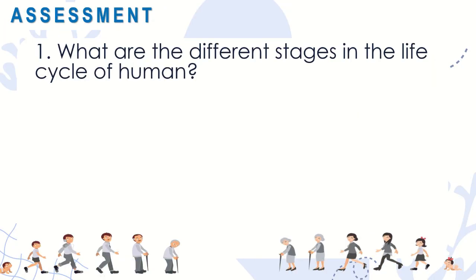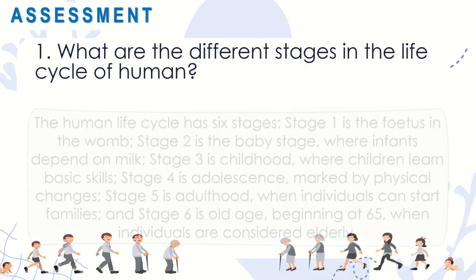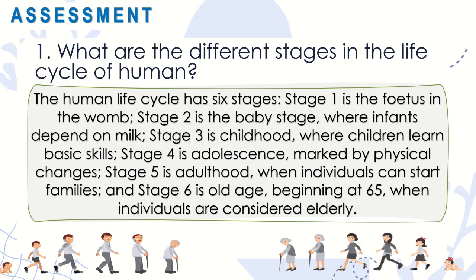Answer the following questions. What are the different stages in the life cycle of human? You're right. The human life cycle has 6 stages. Stage 1 is the fetus in the womb. Stage 2 is the baby stage, where infants depend on milk. Stage 3 is childhood, where children learn basic skills. Stage 4 is adolescence, marked by physical changes. Stage 5 is adulthood, when individuals can start families. And stage 6 is old age, beginning at 65, when individuals are considered elderly.